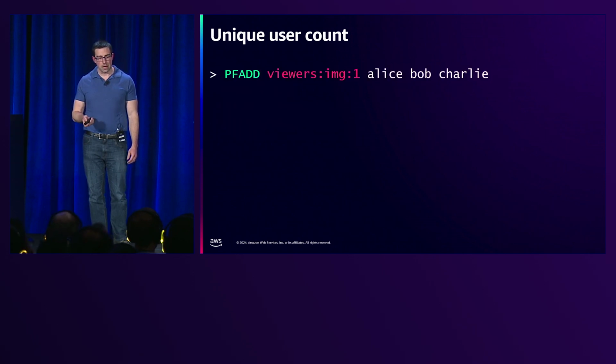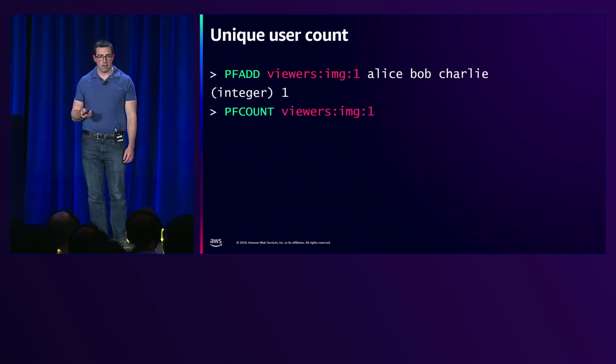So let's see it in action here. Just like the Z prefix was used for the sorted set commands, PF is the prefix for HyperLogLog commands. So you can use the PFADD command to add a set of users to a given HyperLogLog. Here we're just calling it viewers image 1. And we'll get back either a 1 or 0 based on whether the data structure was modified, whether things were actually added to it. So we added 3 from empty, and now it tells us that we've added it.